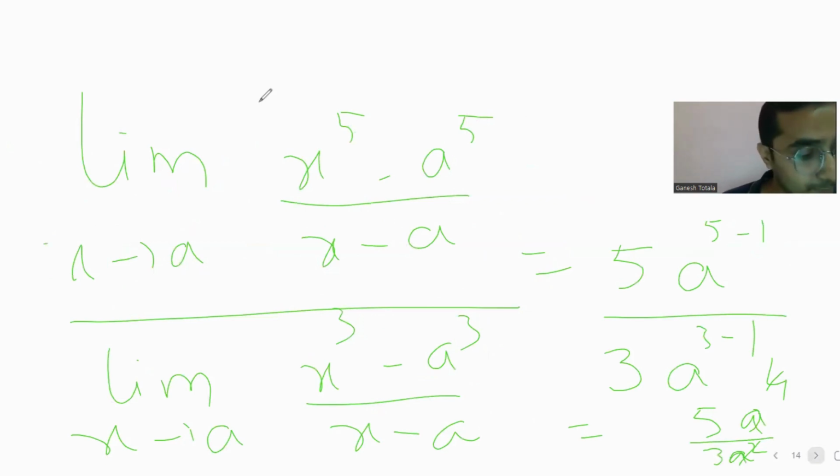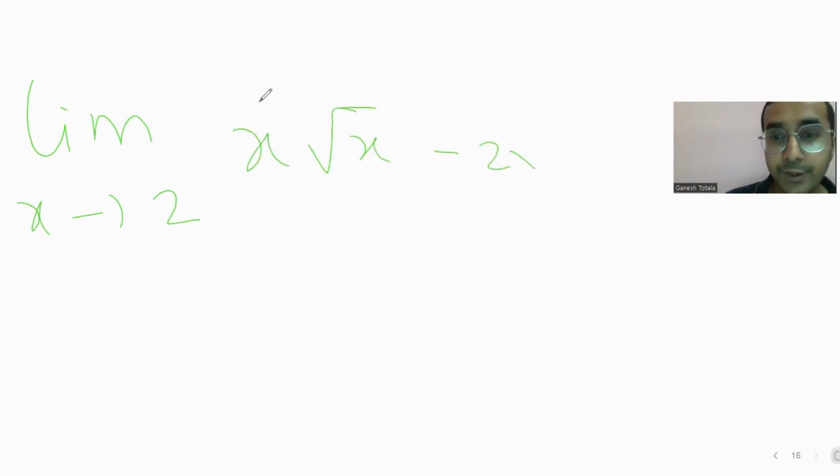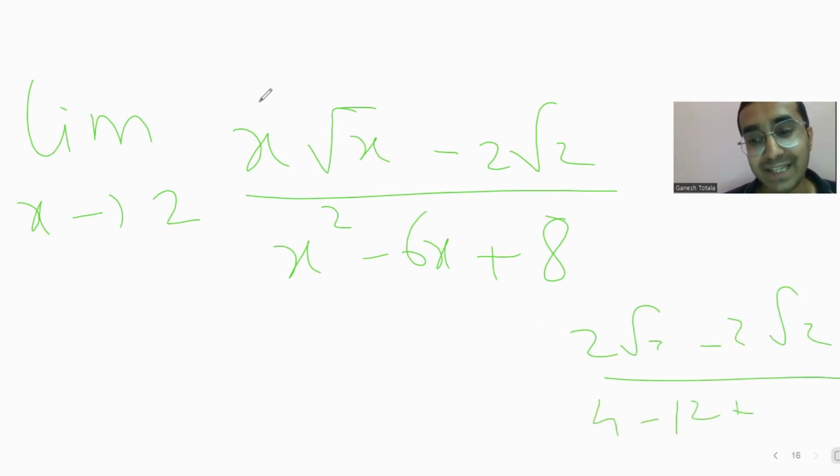So, the example is as below. Limit as x is tending to 2 of x root x minus 2 root 2 divided by x square minus 6x plus 8. Now let's check if we are getting 0 by 0 form first. Then only we have to factorize, else there's no point in factorizing this. So it will be 2 root 2 minus 2 root 2 divided by 4 minus 12 plus 8. And yes, we are getting 0 by 0. So this is an indeterminate form. So let's try to simplify.